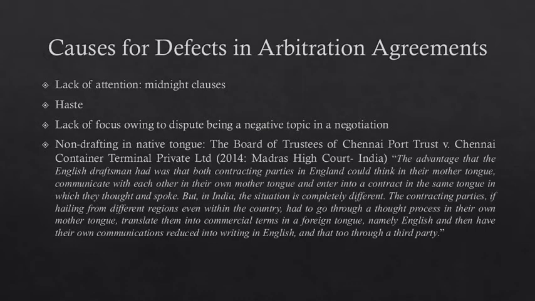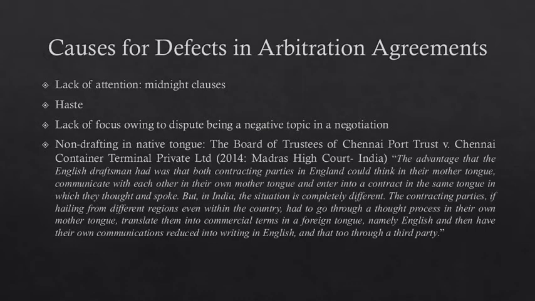There is another possible reason for badly drafted dispute resolution clauses, especially emanating out of jurisdictions whose native language is not English but is nevertheless used for conducting business. In the Board of Trustees of Chennai Port Trust versus Chennai Container Terminal Private Limited, a 2014 decision of the Madras High Court of India, Justice Ramasubramaniam stated, the advantage that English draftsmen had was that both contracting parties in England could think in their mother tongue, communicate with each other in their own mother tongue, and enter into a contract in the same tongue in which they thought and spoke.